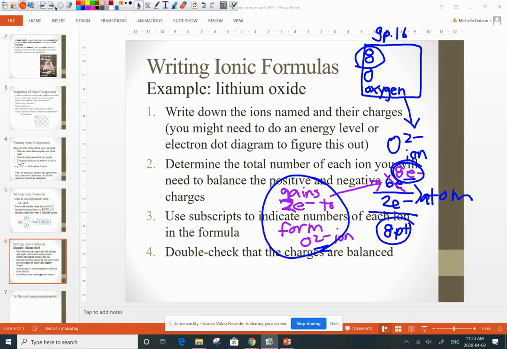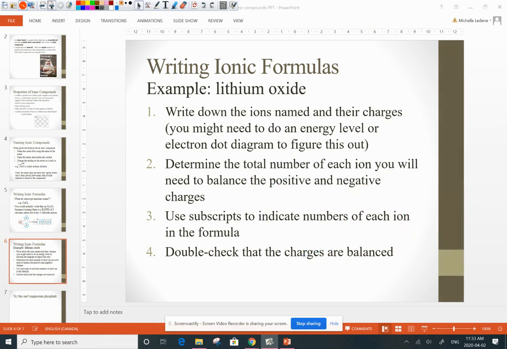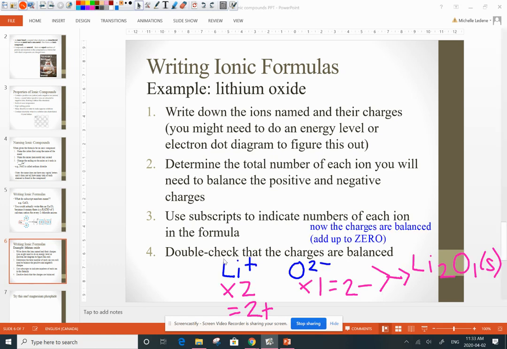Okay, so again, I now have a charged ion. I have lithium positive, oxygen, oxide ion, 2 negative. Those charges do not add up. That is not balanced. So what do I have to do? Well, I have to use a multiplier. Lithium, I have to multiply by 2. And now I have 2 positives, and that matches up with my 2 negatives. Now the charges are balanced. I have 2 positives, that matches with the 2 negatives.